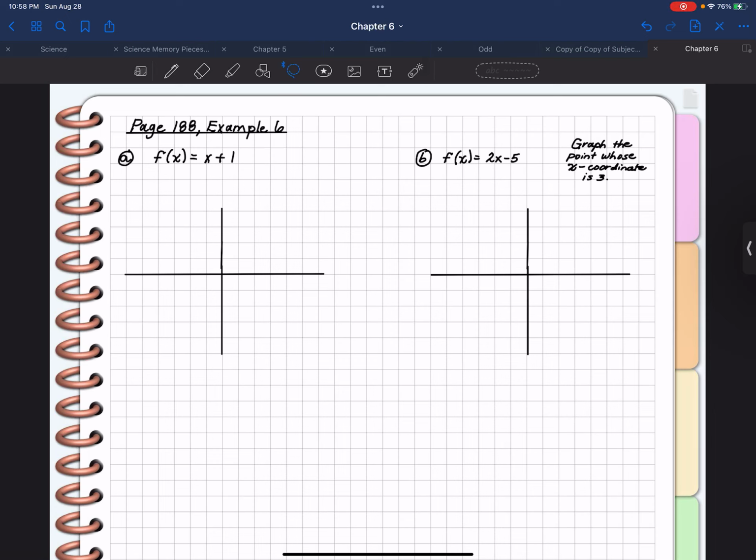I am on page 188, and we are looking at two examples. In example A, it says for the function f of x equals x plus 1, graph the point whose x coordinate is 2.